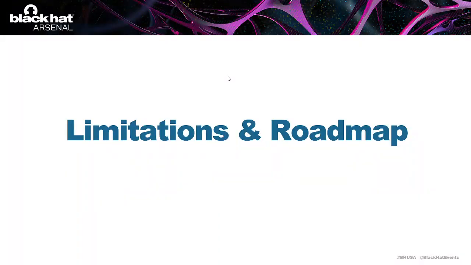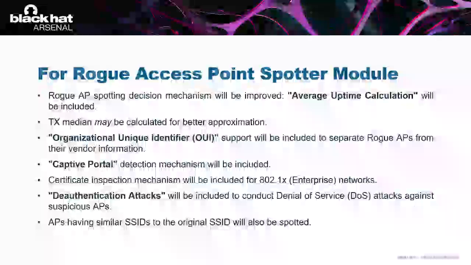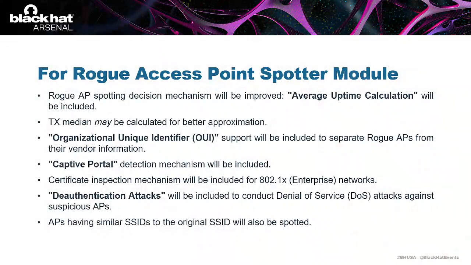Let's continue with limitations and roadmap. For the rogue access point spotter module, we are planning to include some improvements, like we can add some additional detection mechanisms such as average uptime calculation, and also we can calculate the TX strength median, for a better approximation.